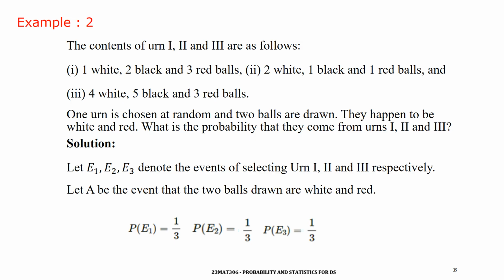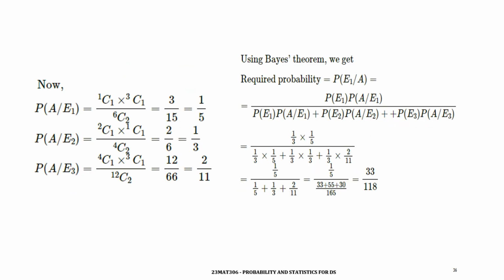So here let E1, E2, E3 denote the events of selecting urn 1, 2 and 3 respectively. Let A be the event that the 2 balls drawn are white and red. So probability of E1 is 1 by 3, probability of E2 is 1 by 3 and probability of E3 is also 1 by 3. Now we are calculating probability of A given E1, probability of A given E2 and probability of A given E3.